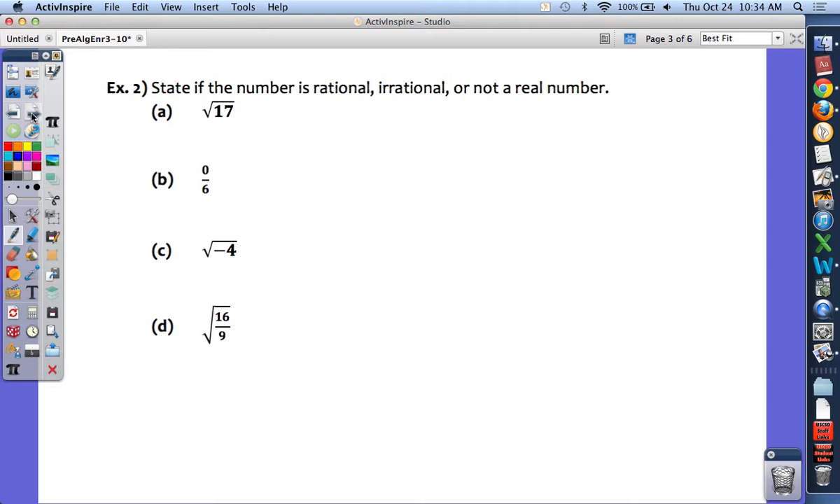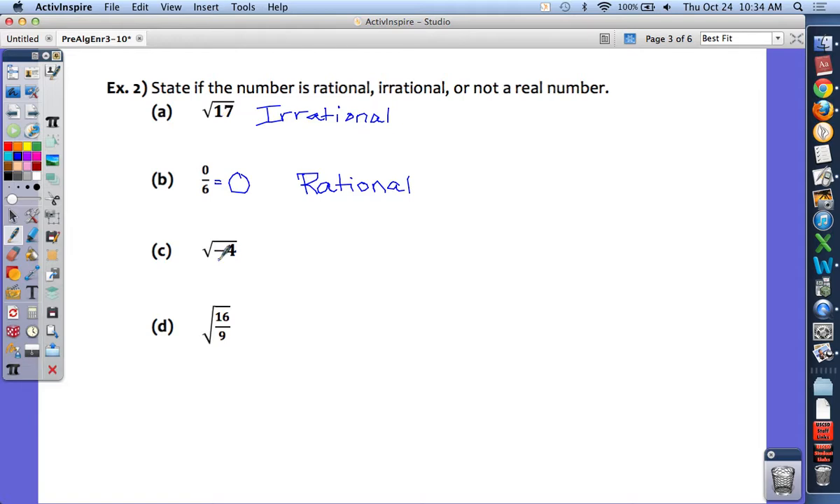Okay, now that you've tried 2, A through D, A would be irrational. It is a number. We can find the square root of 17, but we would have to estimate it because it goes on forever, so it's an irrational number. 0 divided by 6, well, 0 divided by any number is 0, so 0 is a rational number. It terminates or repeats, whereas irrational numbers don't terminate and do not repeat.